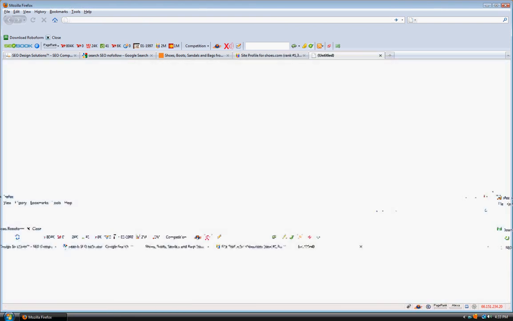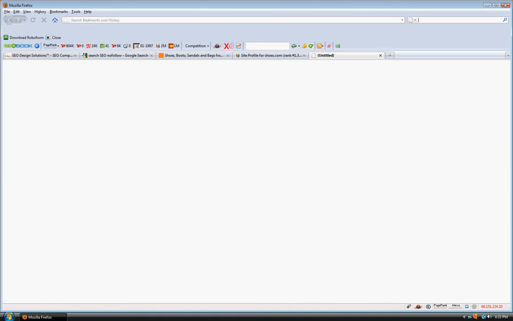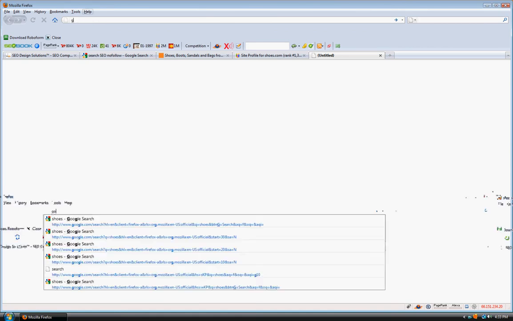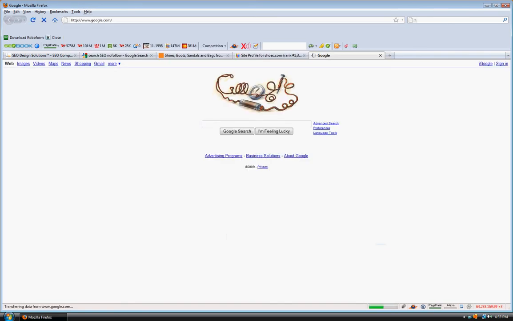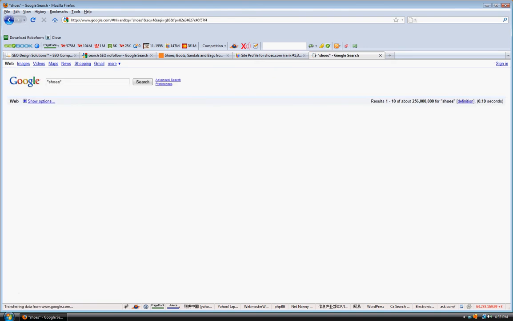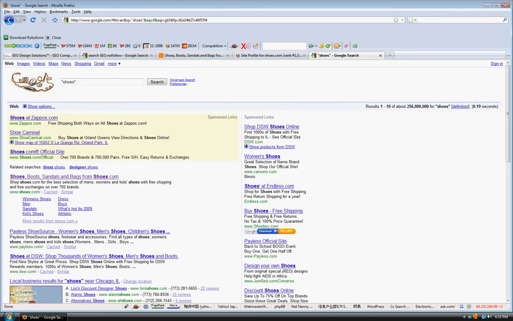And if you were to compete for that phrase, what you might find, if we just go to a Google search, for example, and place the word shoes in quotes, it gives you an idea of how competitive that phrase is. 256 million competing pages. So you can see that obviously the phrases that have more traffic also have a higher threshold or barrier to entry.